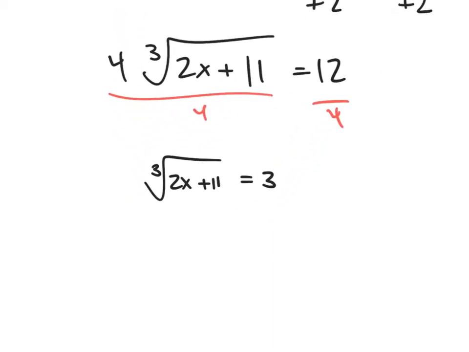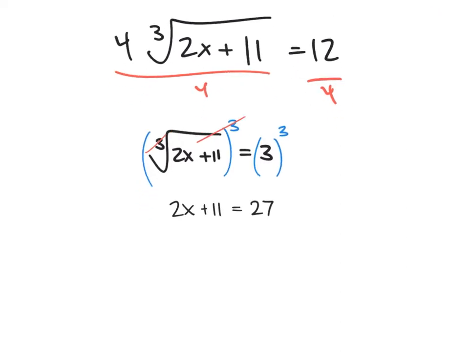Now that we have the radical isolated, we need to think about what step to take next. And it's an extension of what we saw with radicals. To get rid of a square root, we square both sides. So to get rid of a cube root, we will cube both sides. That gets these to cancel out. And when we do that, we'll have 2x plus 11 is equal to 3 cubed, being 27.